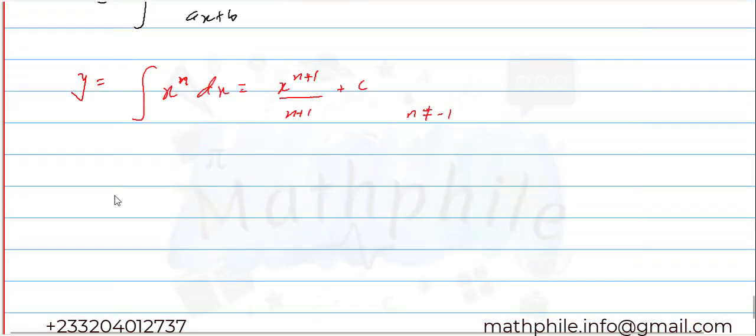A typical example would be, let's say y is equal to the integral of x raised to the power negative 1 dx. This can't be solved using the power rule because it's going to violate a lot of rules in mathematics. This will give us x raised to the power 0 over 0 plus c, and we know we can't divide by 0. So the power rule is not going to work, but that doesn't mean it's not going to work when you've got an exponent of negative 1. So y is equal to the integral of x raised to the power negative 1 dx can be written as the integral of 1 over x dx.